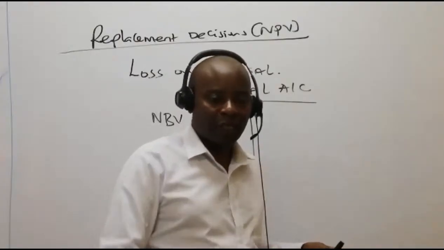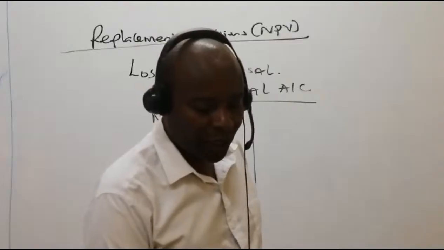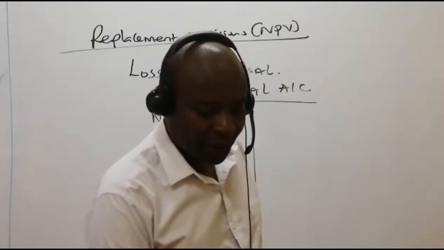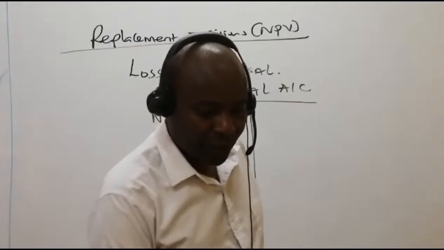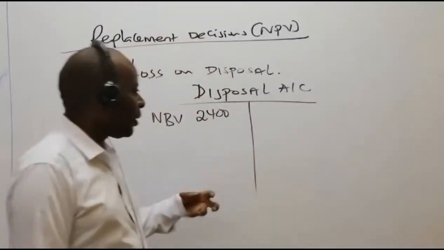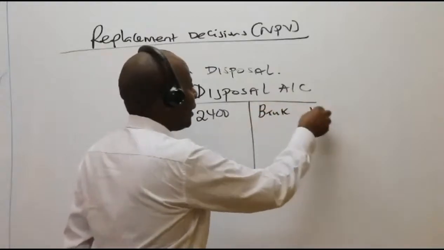And for us to sell it today, we've been told if we sell today, we are going to realize how much. If we sell today, ladies and gentlemen, they are telling us the existing machine's current disposal value is 1060. So in this case here, 1060, I debit the bank, I credit here. So the bank here is 1060.